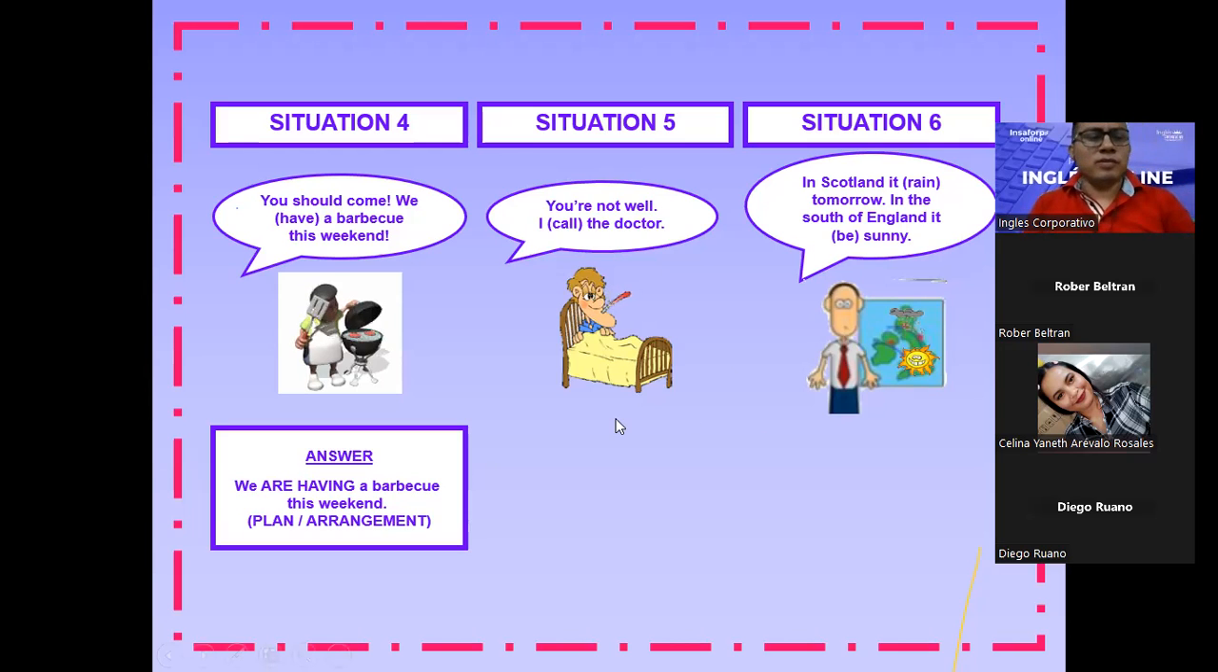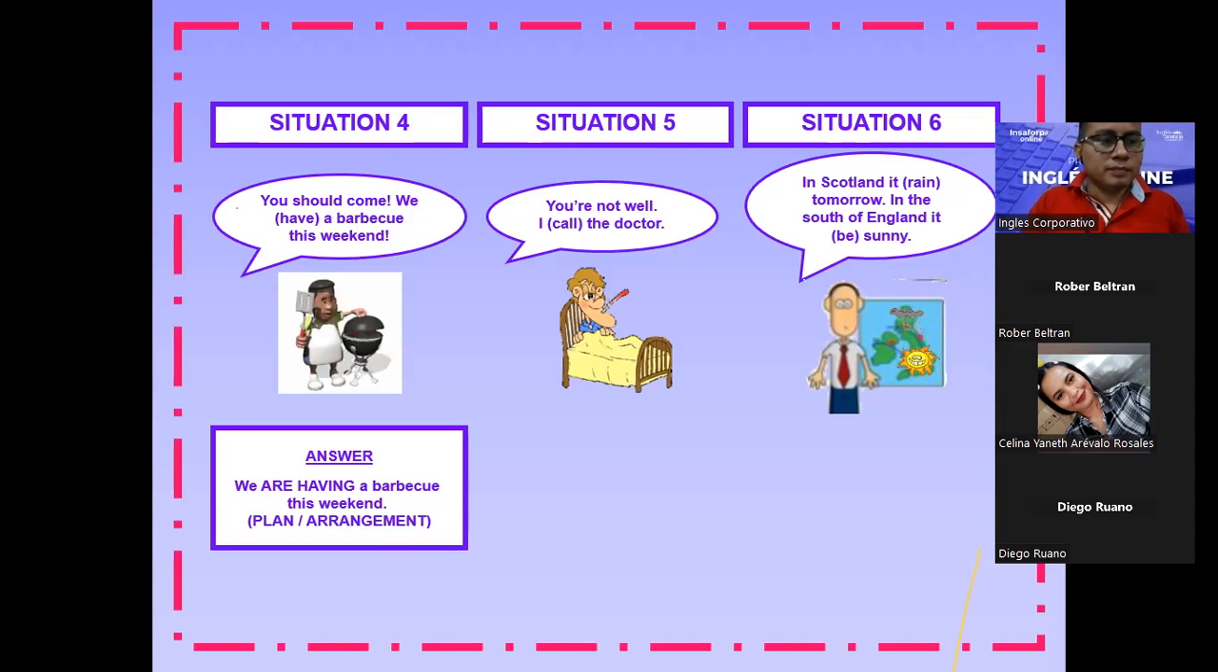Veamos la situación número 5, situation number 5. Let's hurry up a little bit more. You're not well. No se siente bien. ¿Qué será eso? What do we use for future reference? ¿Qué será eso? No me siento bien. ¿Será algo que he planificado, enfermarme? ¿Será que puede ser una promesa, un timetable, un horario, o será que en un momento voy a hacer alguna acción? What do you think?